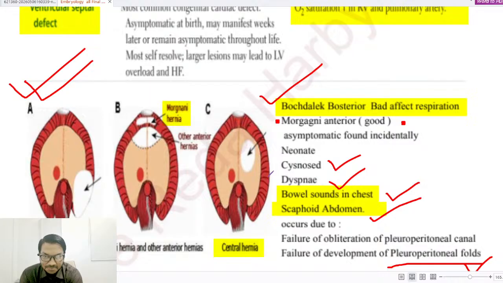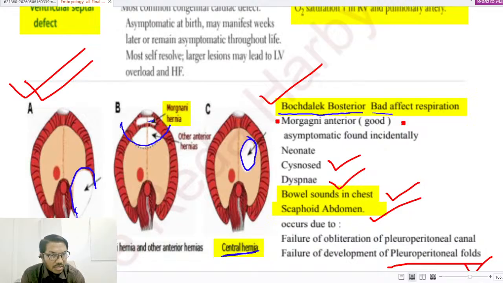This is the diaphragm. In the diaphragm, there could be some abnormalities like Bochdalek hernia. See here, this is the defect. Here, this is the defect. This is a central hernia. This is a marginal hernia. Bochdalek hernia, bad effect. I think you got some questions on Bochdalek hernia while reading. Remember?